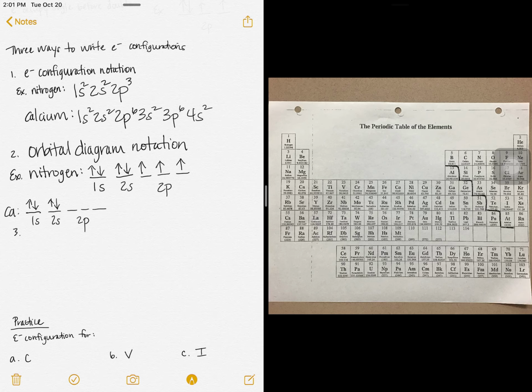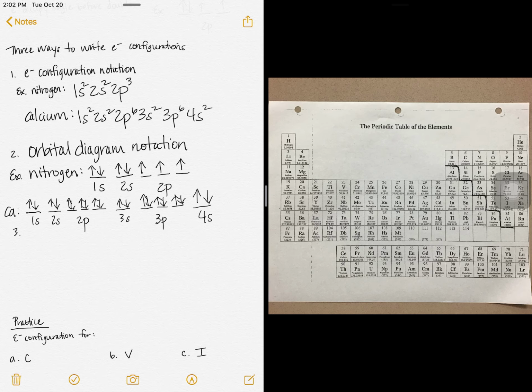We have the 2p with 3 orbitals, and we have an up, an up, and an up, and a down, and a down, followed by the 3s with an up and a down, the 3p filled with an up and up and up, a down, a down, a down, and then, of course, last but not least, the 4s, which has an up and a down. So that is the orbital diagram for calcium.